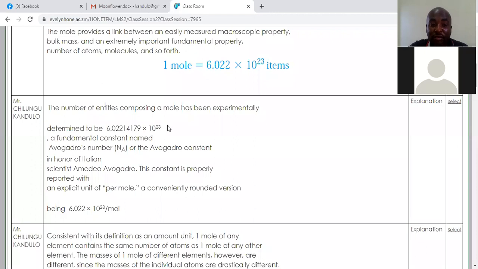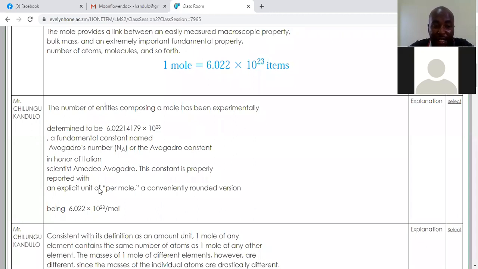It has 23 zeros. If it was money, it would be so much. Because if you know, guys, 10 to the power 3 is 1,000. 10 to the power 6 is a million. Now imagine 10 to the power 23. Those are so many particles. We don't even know how Avogadro counted them.